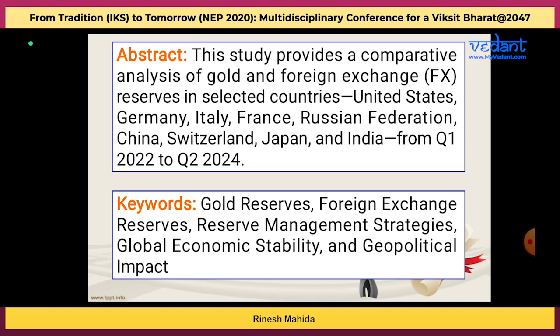Abstract: This study provides a comparative analysis of gold and foreign exchange reserves in selected countries like the United States, Germany, Italy, France, Russian Federation, China, Switzerland, Japan, and India from quarter 1 2022 to quarter 2 2024. Main keywords: gold reserve, foreign exchange reserve, reserve management strategy, global economic stability, and geopolitical impact.